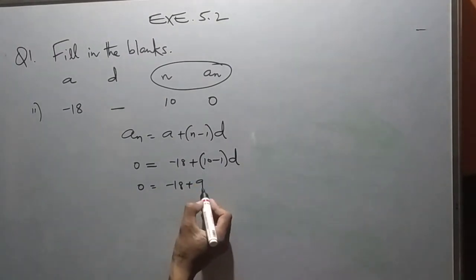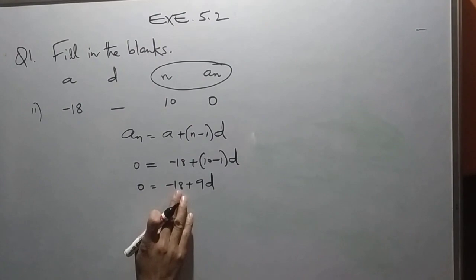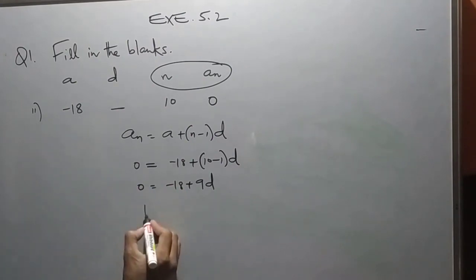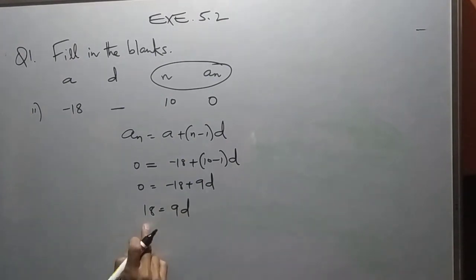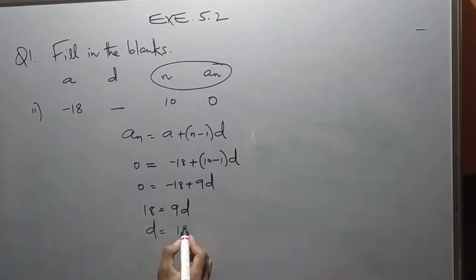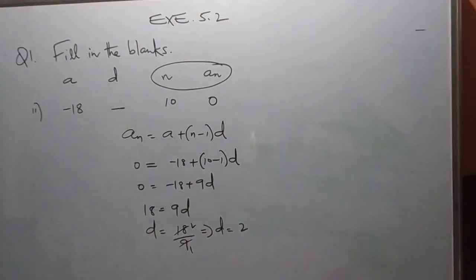So 0 equals negative 18 plus 9d. Moving the negative 18 over, we get positive 18 equals 9d. Dividing both sides by 9, d becomes 18 divided by 9. That implies d equals 2, since 9 times 2 is 18.